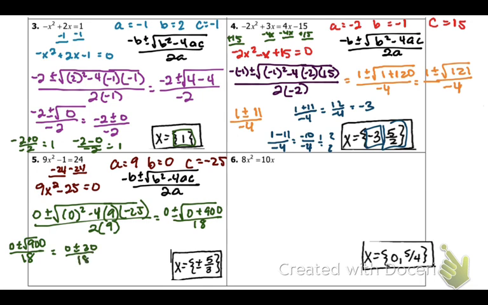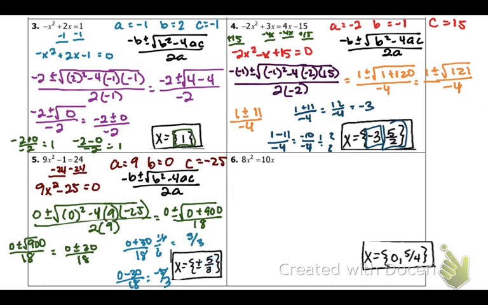You're going to have two cases here: 0 plus 30 over 18, and then 0 minus 30 over 18. 0 plus 30 is just 30. So you're going to have 30 divided by 18. You're going to have to divide those to simplify. If I divide by 6, this will give me 5/3. If I divide by 6 again, I get negative 5/3. So that's why we get plus or minus 5/3.